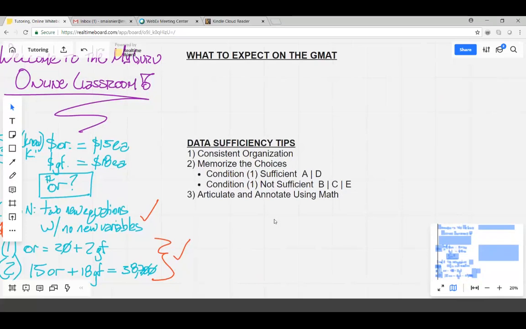Do you have any other follow-up questions about the data sufficiencies while we see if other folks join us?